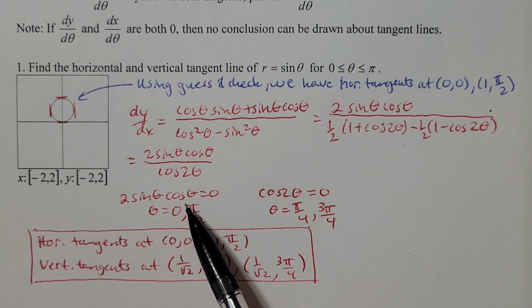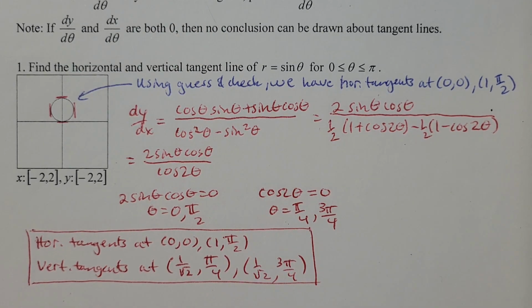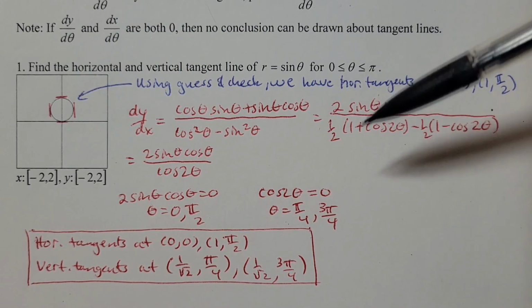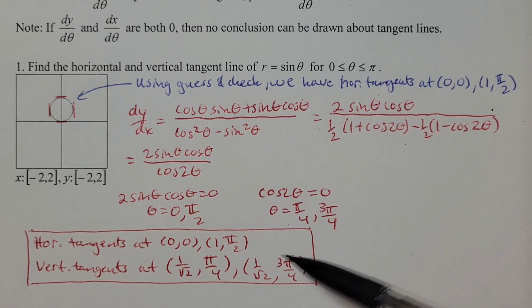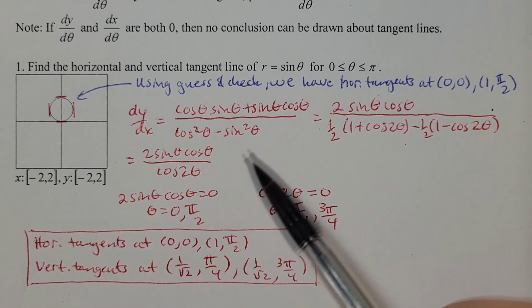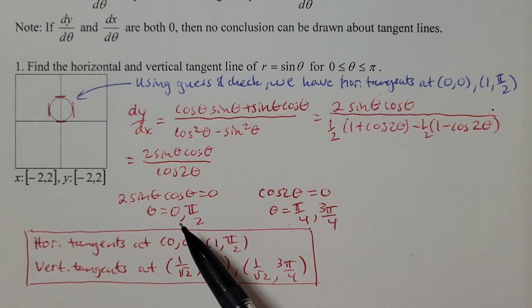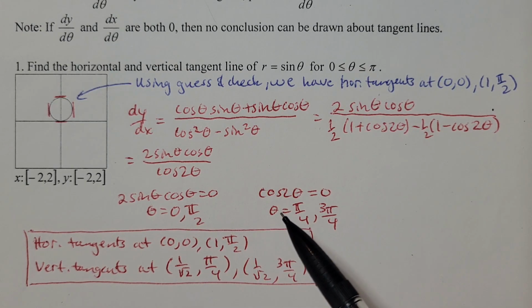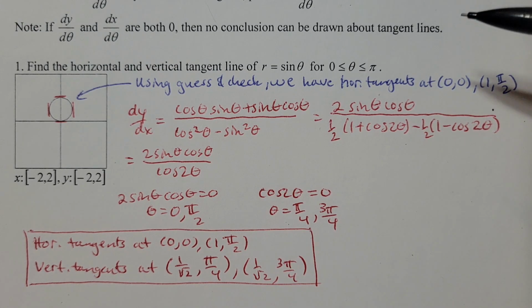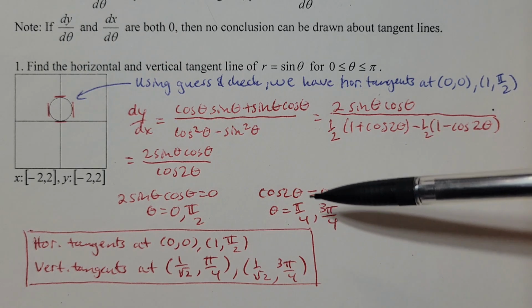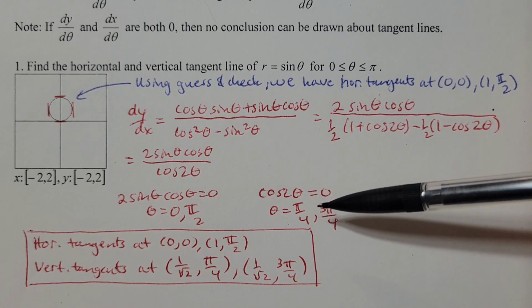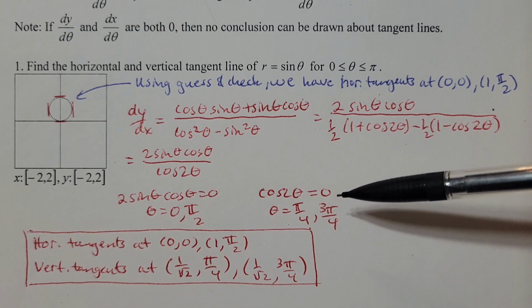When does cosine theta equal 0 on the interval 0 to pi? That's when theta is pi over 2. So the solutions to this equation on this interval would be 0 and pi over 2. Cosine of 2 theta equals 0 means that theta is pi over 4, since cosine of 2 times pi over 4 is cosine pi over 2, which is 0.